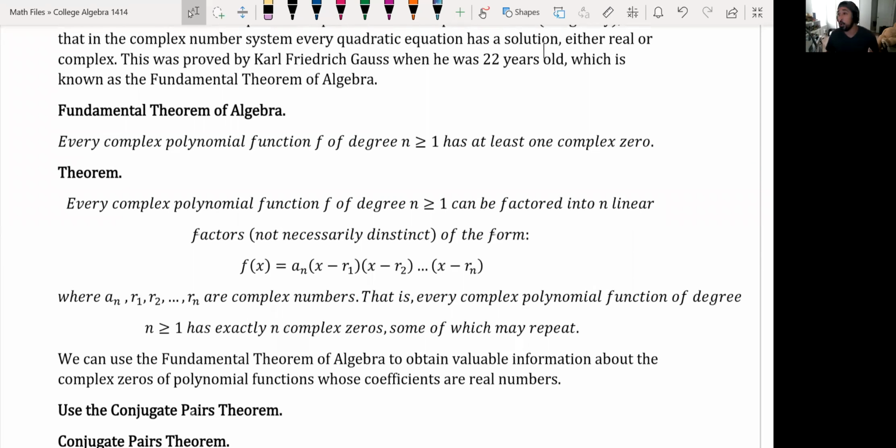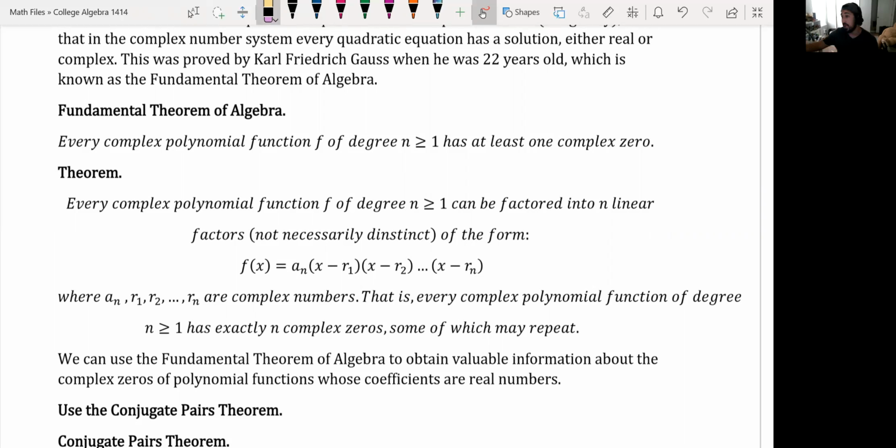This is just college algebra, which leads us into the fundamental theorem of algebra, the thing that Mr. Gauss has proved. Every complex polynomial function f of degree n greater than or equal to 1 has at least one complex zero. And whenever we say complex, remember we can say an imaginary or even a radical. So if my 0 was the square root of 5, that is a complex number. Or even if it was 2i, which is imaginary, these are still considered complex numbers.